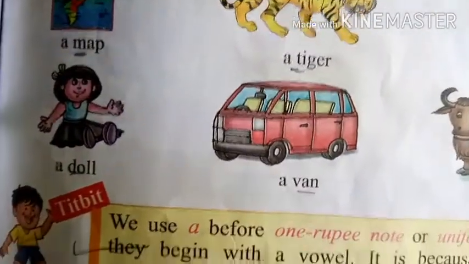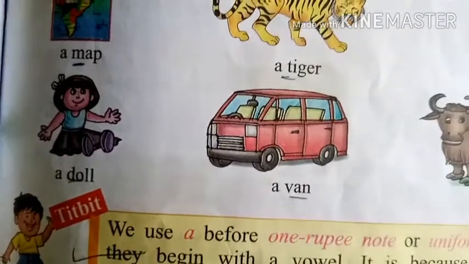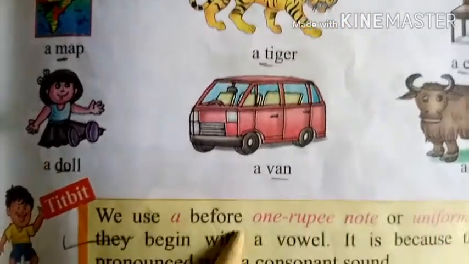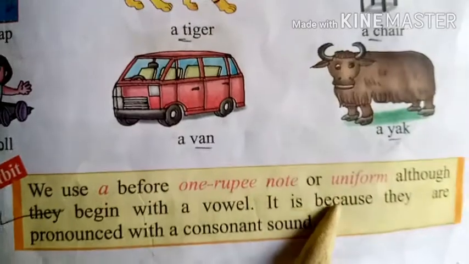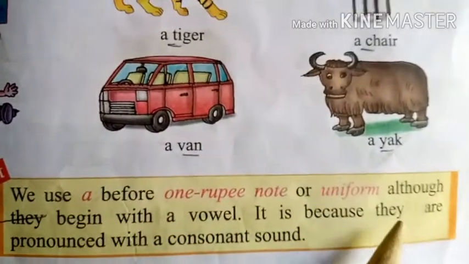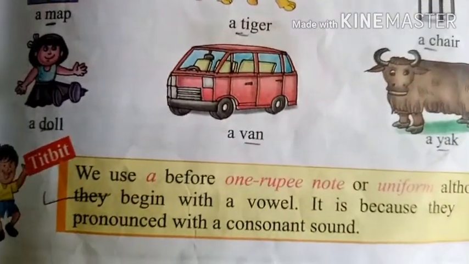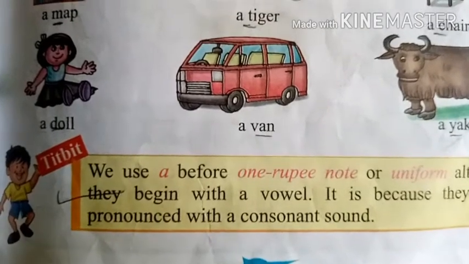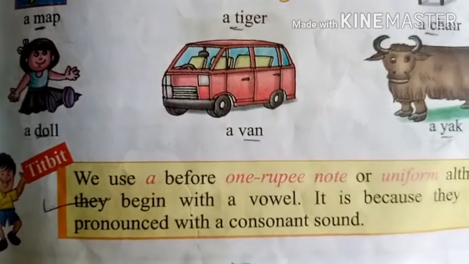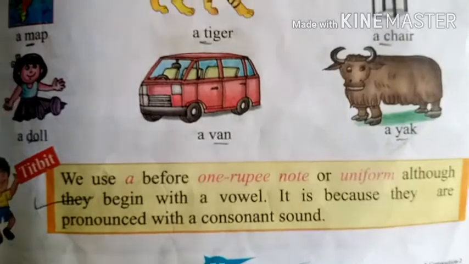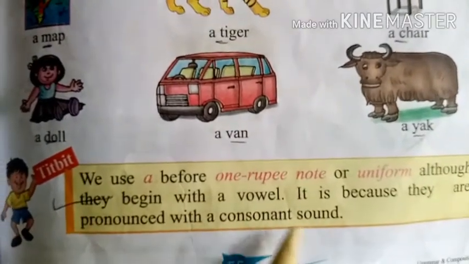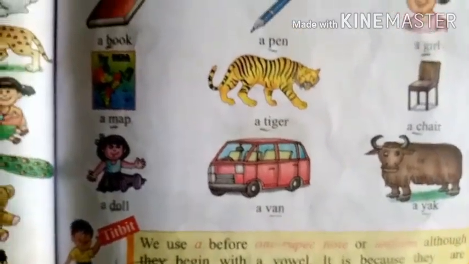So students, here we use a before a one rupee note or a uniform, although they begin with vowels. It is because they are pronounced with a consonant sound.